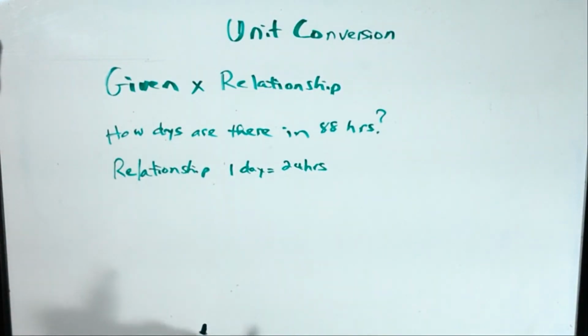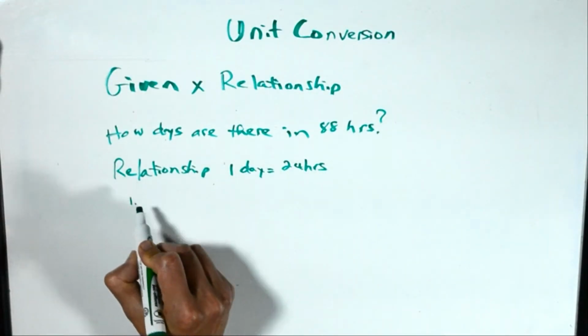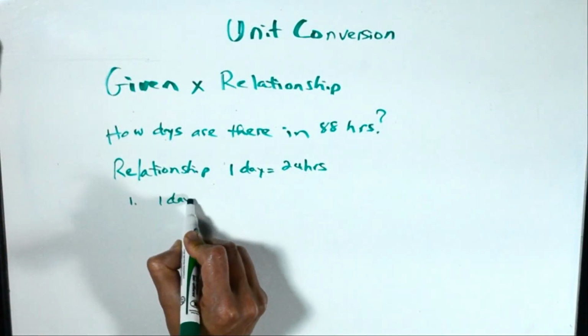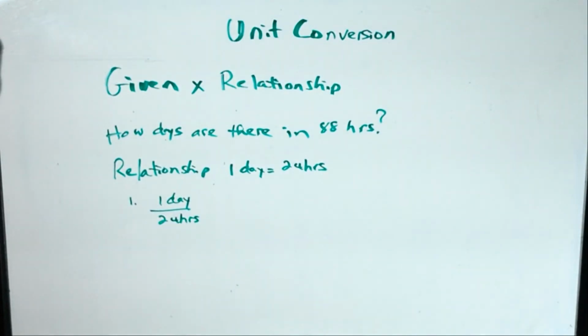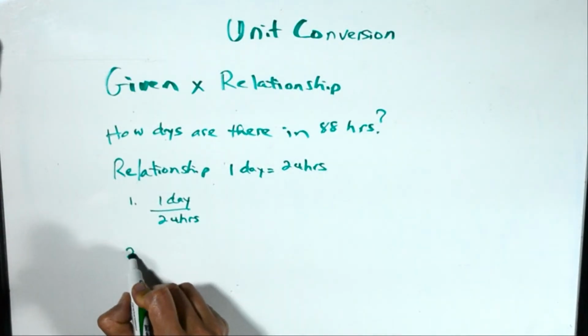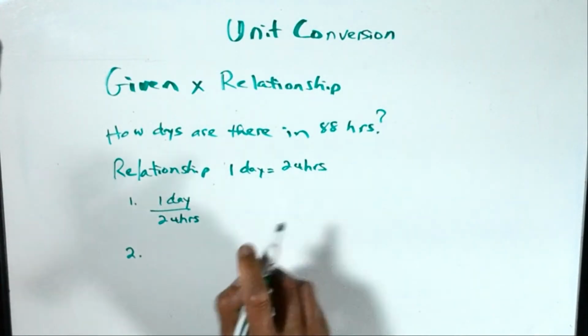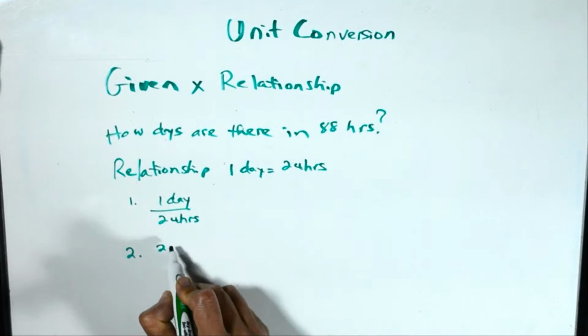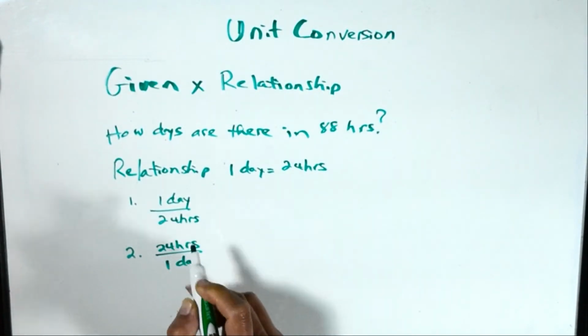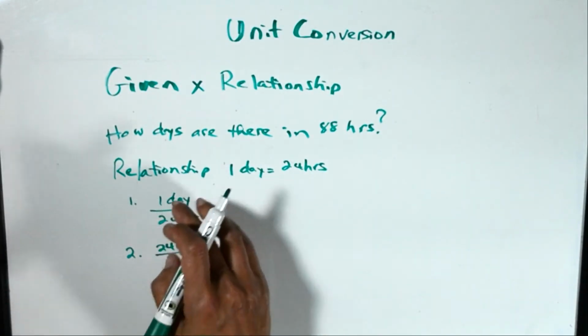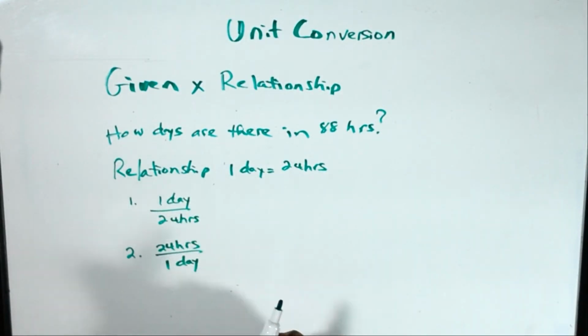If we're going to do unit conversion, we can write that in two different equations using fractions. We can say that is 1 day per 24 hours. Okay, that would be true, right? 1 day per 24 hours. Second equation, we can have it the other way around. We can have the 24 hours first. We can say 24 hours per 1 day. Either equation is correct as long as the number and the unit is attached to it. So either way is fine.